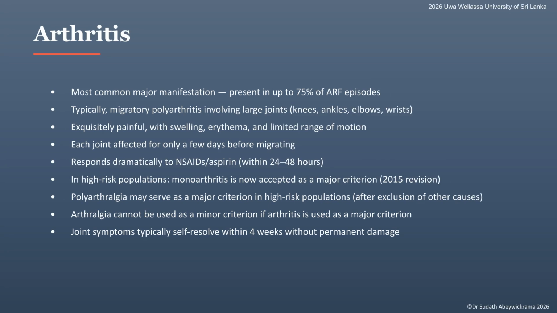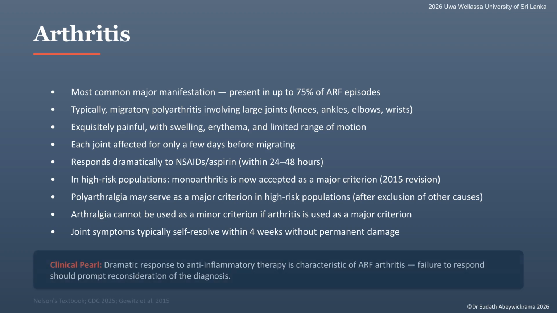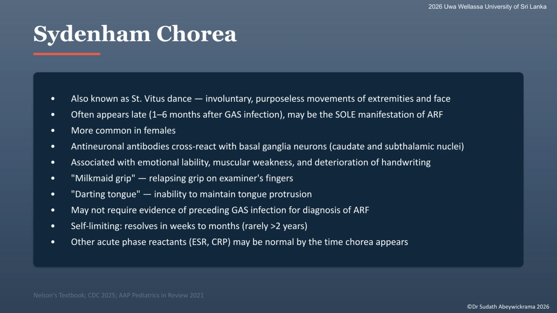Arthritis is the most common major manifestation, seen in up to 75% of cases. It presents as exquisitely painful, migratory polyarthritis in large joints. A dramatic response to anti-inflammatory therapy within 24 to 48 hours is characteristic. In high-risk groups, monoarthritis and polyarthralgia are now major criteria, but arthralgia cannot be a minor criterion if arthritis is a major one.